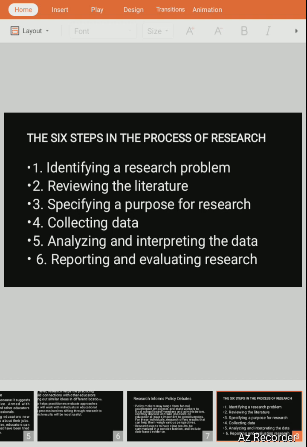There are primarily 6 steps of research. First of all, you will identify a research problem, then you will review the literature related to that research problem, then you will specify that problem purpose, collect data, analyze and interpret the data, and report and evaluate the research. In next video, we will discuss these 6 steps in detail.